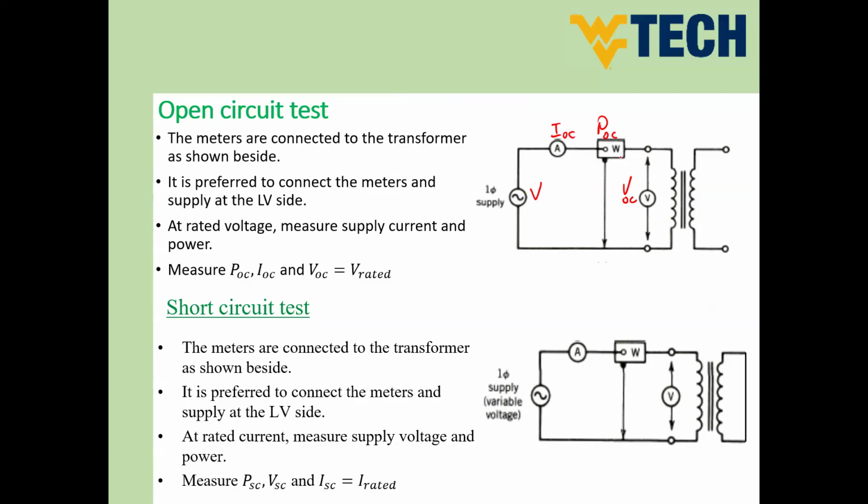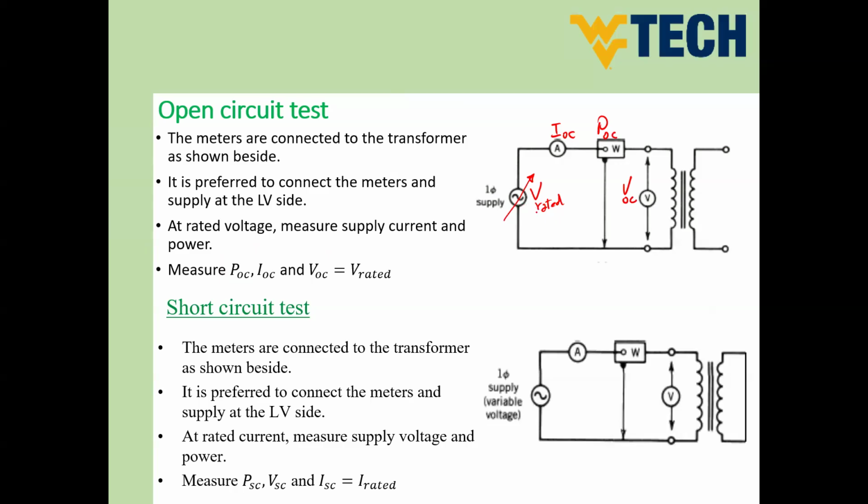So we will do that on the primary side. We will make the measurements on the primary side and having the secondary side open circuit. The meters are connected to the transformer as shown beside. It is preferred to connect the meters and supply at the low voltage side. So we do prefer to have the volt and supply at the low voltage side. At rated volt, so we should increase this volt, guys, until having V rated, and the rated value could be obtained from the nameplate data of the transformer. So at rated volt, measure the supply current and power.